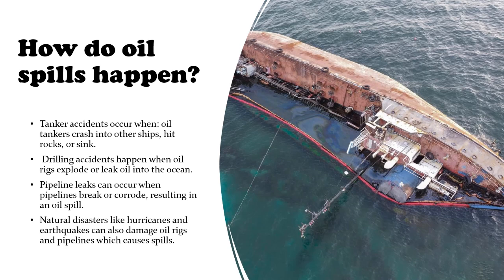Natural disasters like hurricanes and earthquakes can also damage oil rigs and pipelines, causing spillages to occur. Lastly, oil spills can even be released on purpose during conflict to deliberately harm the environment. Each and all of these causes can have serious effects on marine life and the ecosystem around it.